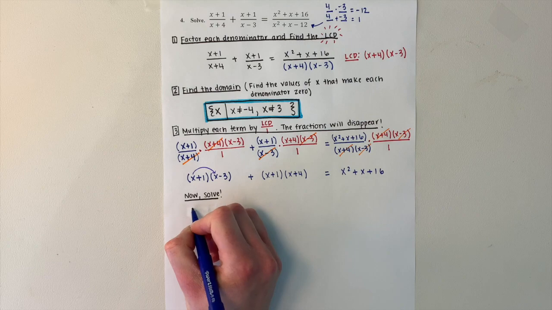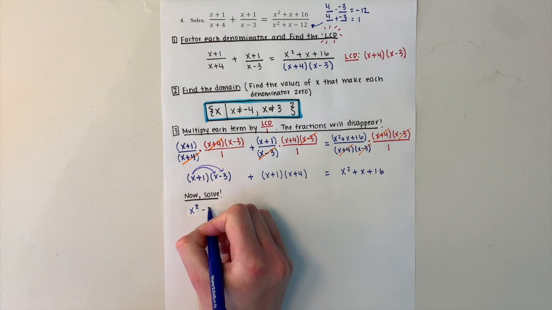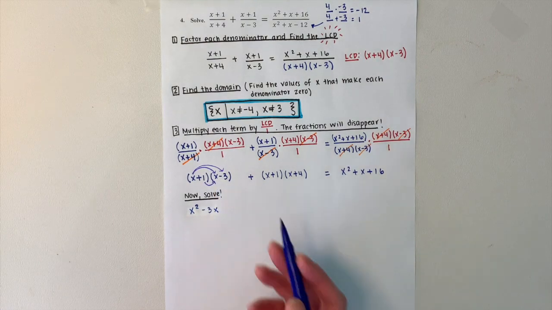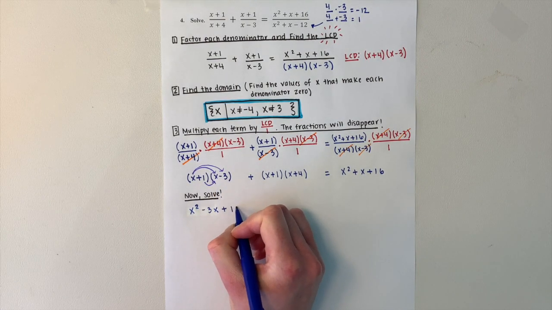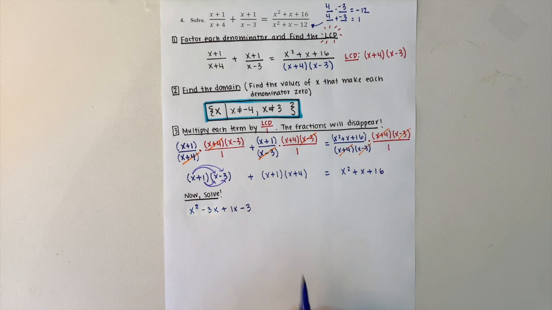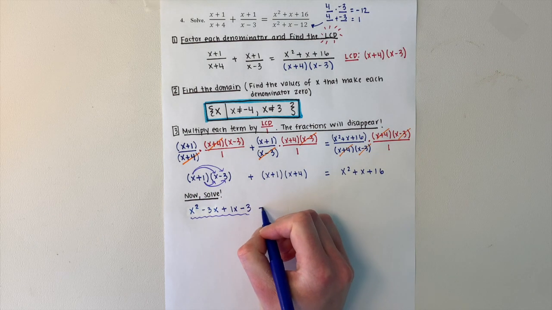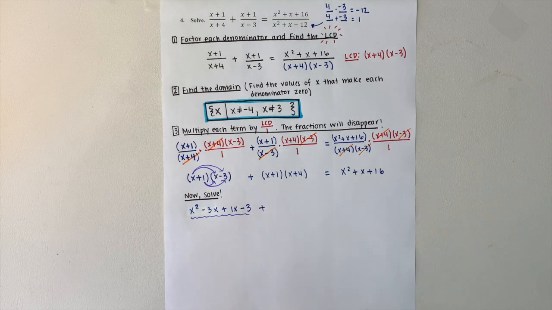X times x will give us x squared. X times -3 will give us -3x. 1 times x will give us a positive 1x, or just x, and 1 times -3 will give us -3. So here we FOILed this expression here. Then let's bring down the plus sign, and let's go ahead and FOIL this expression here.